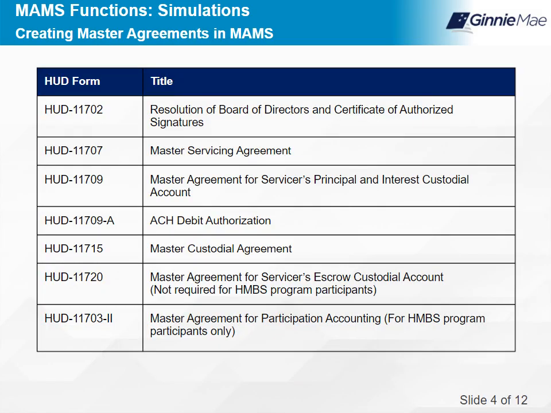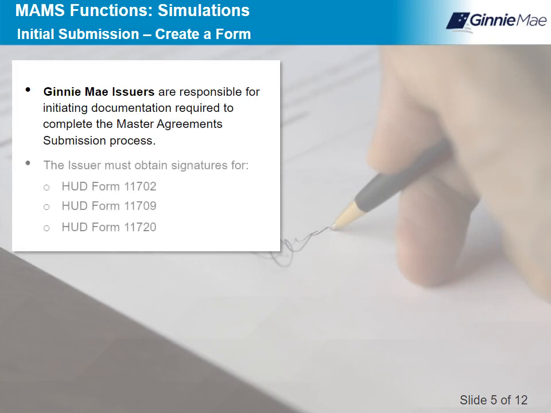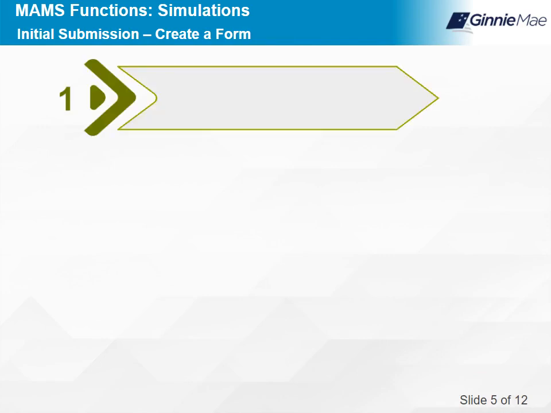Take a minute to review the agreements you can create within the MAMS application. When you are ready, select Next to continue. Ginnie Mae issuers are responsible for initiating documentation required to complete the Master Agreement submission process. The issuer must obtain the requisite signatures for Forms HUD 11702, HUD 11709, and HUD 11720 before submission. These are the steps the issuer should follow.